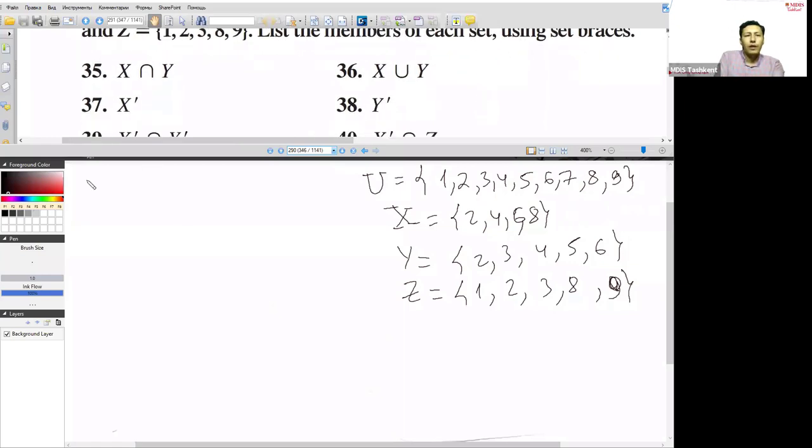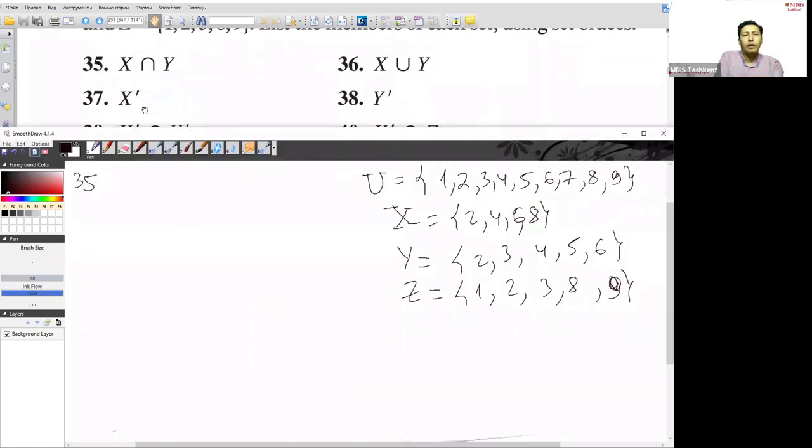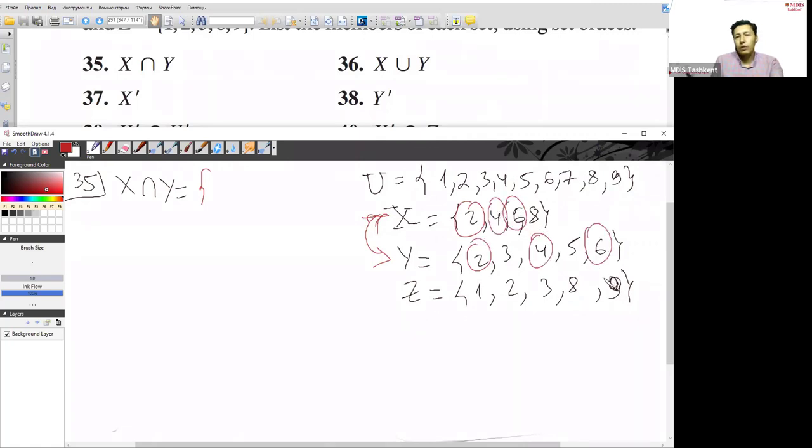So 35 should find x intersection with y. So we compare these two sets, x and y. Do we have same elements? Both have 2, 4, and 6. So the intersection is equal to 2, 4, 6. Common elements are 2, 4, and 6.